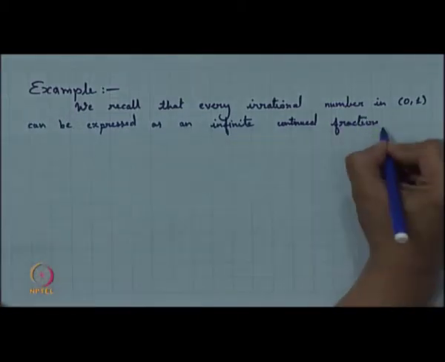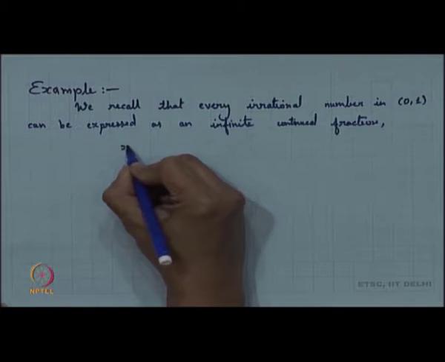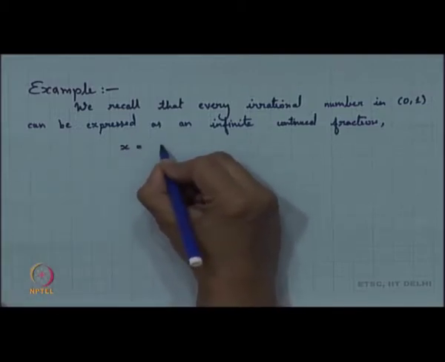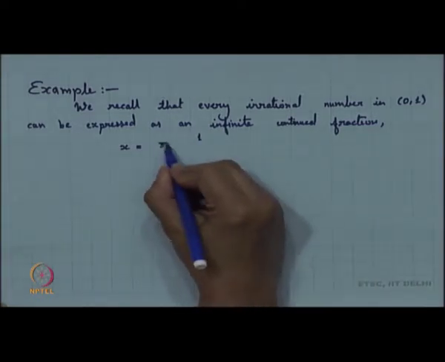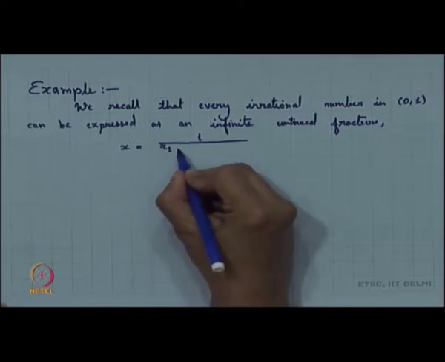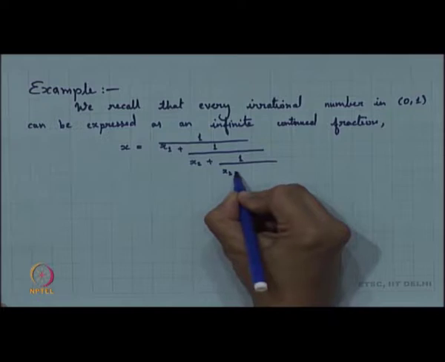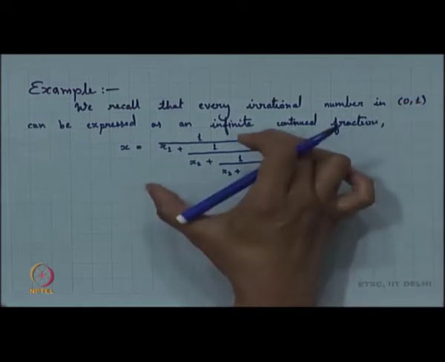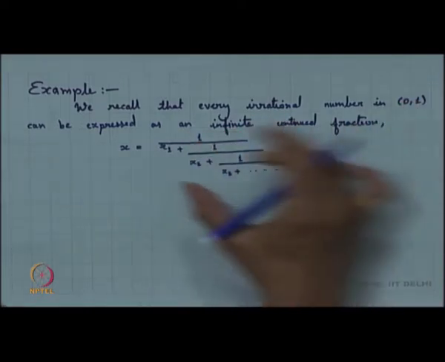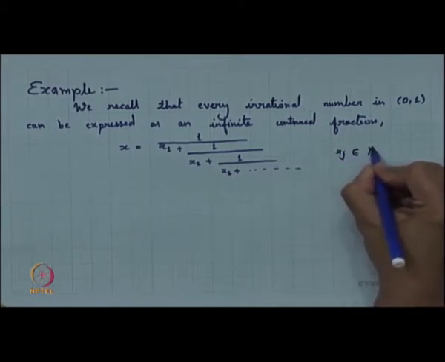So, I think you all know what a continued fraction is. What we can do is start with an irrational number x in (0,1), and then we can express x as 1 by x_1 plus 1 by x_2 plus 1 by x_3 plus, and so on. So, every irrational number in (0,1) can be expressed as an infinite continued fraction, and all my x_j's are elements of the natural numbers.